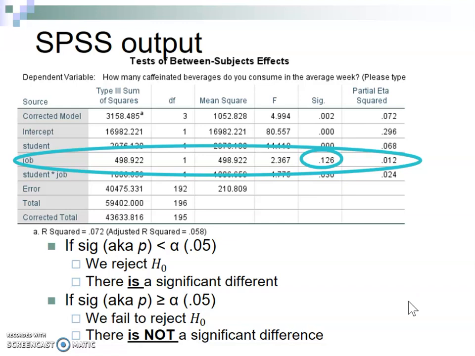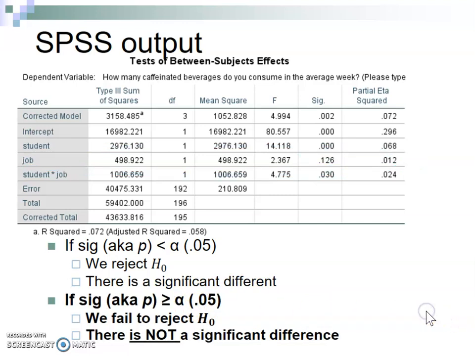So this value of 0.126 is not smaller than any alpha level you would ever use, so it's bigger than 0.05. Since it is bigger than 0.05, that means that we should make this decision to fail to reject the null hypothesis. Anytime we're failing to reject the null hypothesis, that is saying that there is not a significant difference between these two groups.